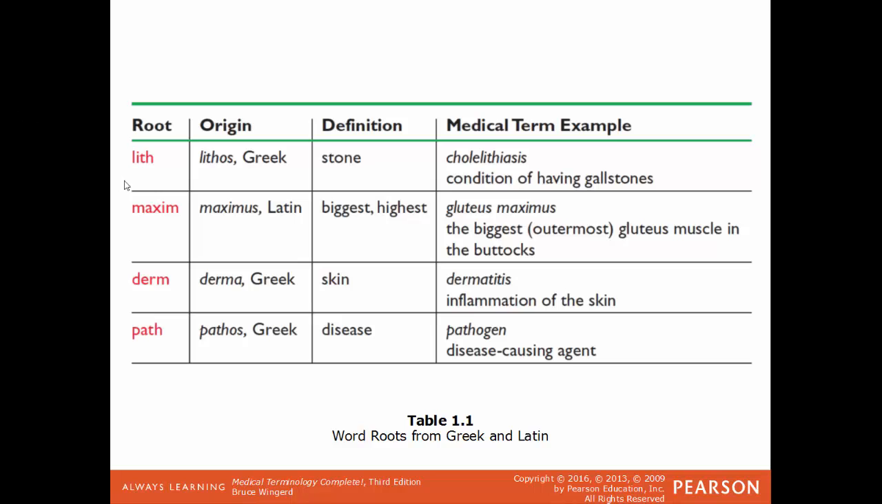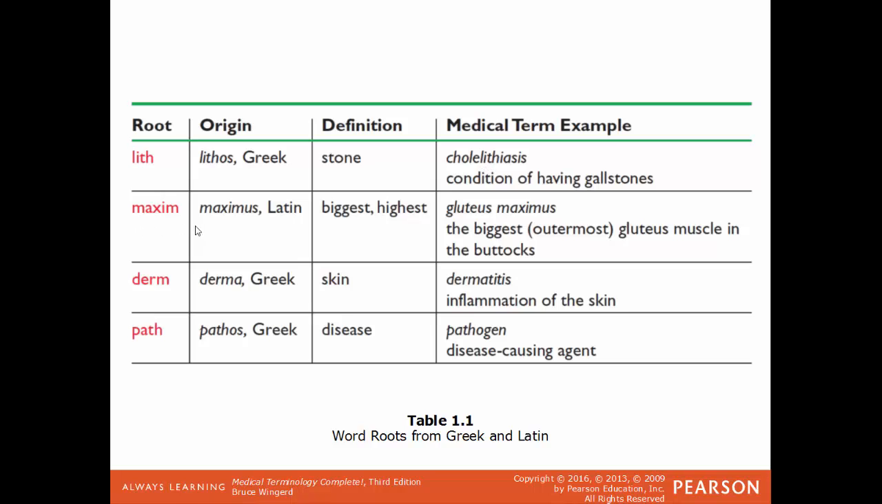For example, the root lith is from lithos, which is Greek, which means stone. So a common example of that would be cholelithiasis. These are having gallstones. The prefix chole or chol is reference to the gallbladder. Lith is reference to stones. And iasis is the condition of. So the condition of having gallstones.